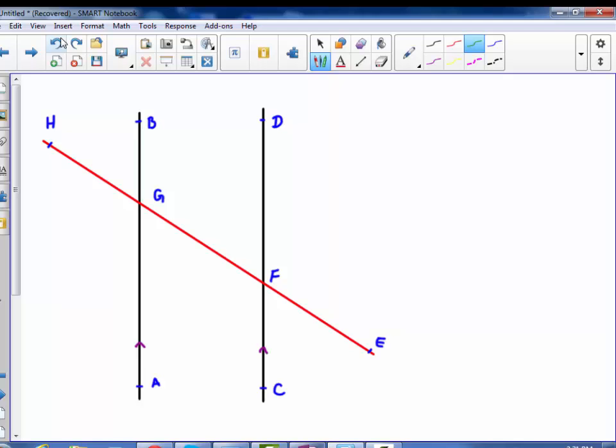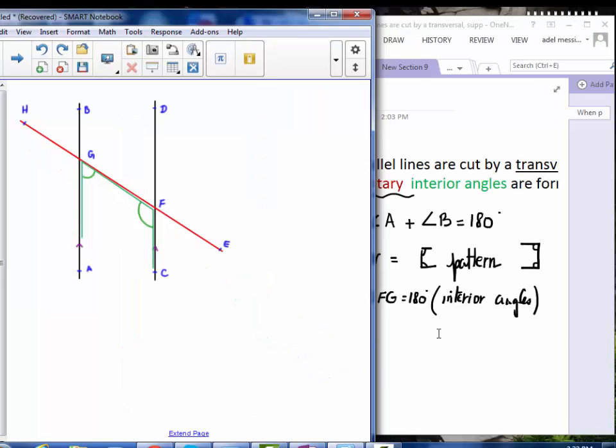Now I go back, I remove this green, and I try to discover another C pattern or co-interior or interior angles. Again, with the green line, I'm going to try to see, okay, if I say GA, GF, and FC, can you see the C pattern here? I can draw the two interior angles. Again, their sum is 180. They are not equal, but they have a sum of 180. We call them supplementary.